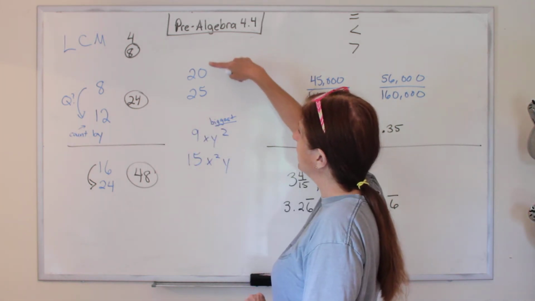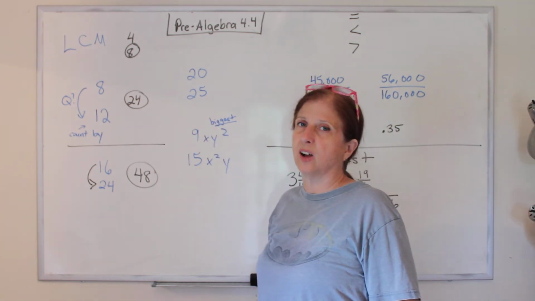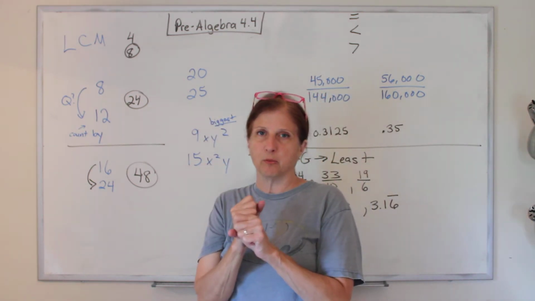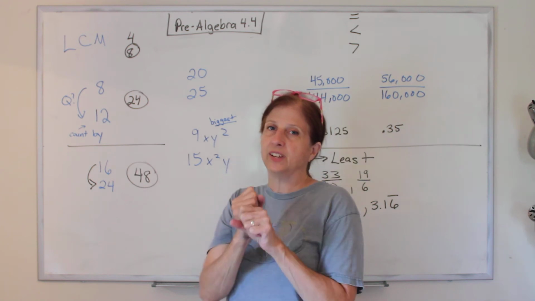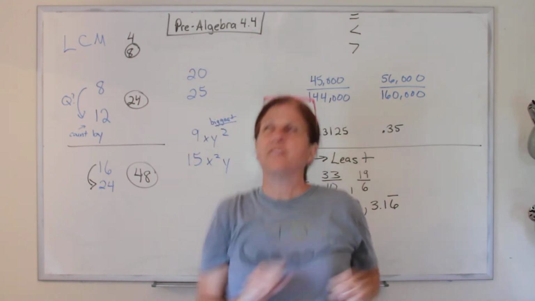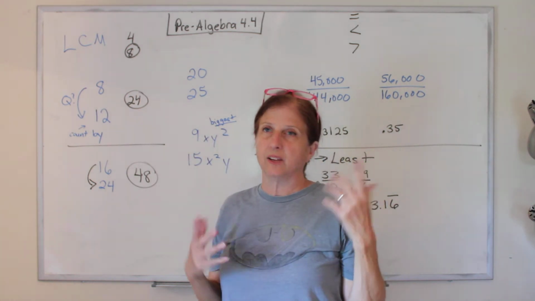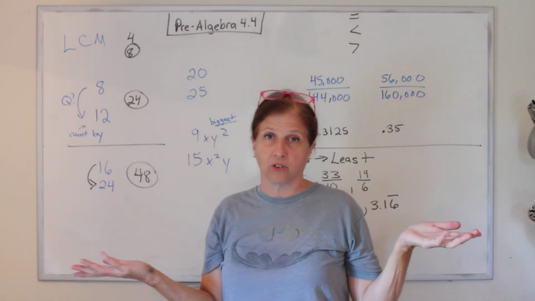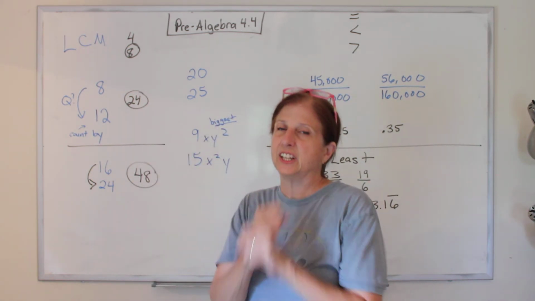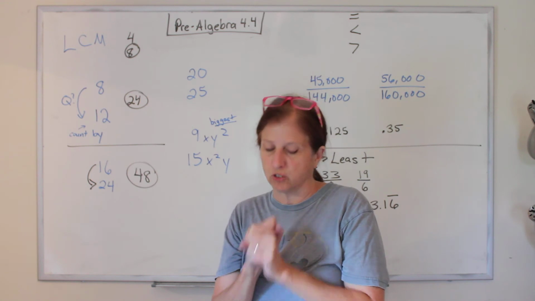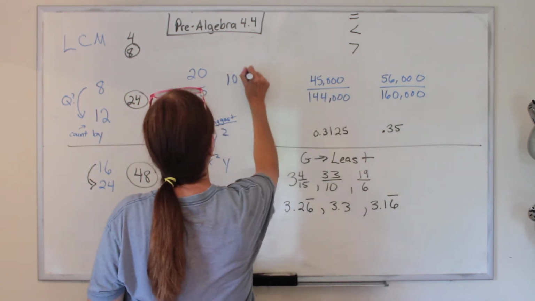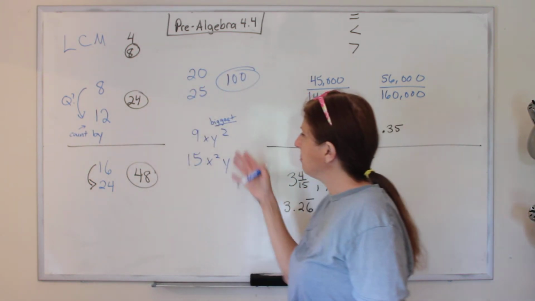Alright, so let's try this one. Does 20 go into 25? No. So we're going to skip count by 25s, and for this one I have a hand motion. So it's 25, 50, 75, $1, 125, 150, 175, $2, because it's money. If you're counting 25s, you're counting quarters, right? Alright, so let's do it again. 25, 50, 75, $1. $1 is 100 pennies. And 20 goes into 100 5 times. So 100 is it.